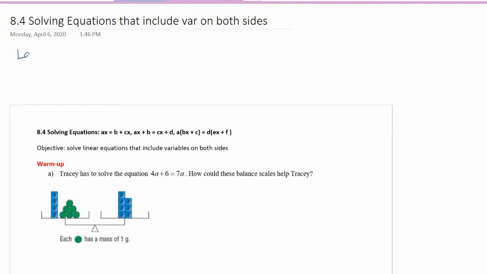So for example, last class we learned, here we have variables on the same side. You have 2x and 4x. They are like terms. To solve the equation, you have to collect the like terms. 2x plus 4x. So how many x's do we have? 6x. Plus 6 equals 18.